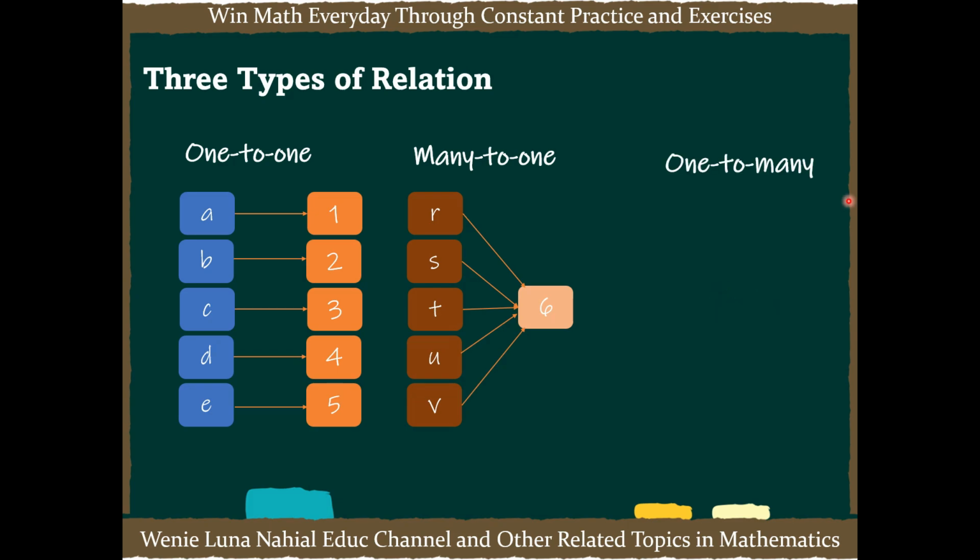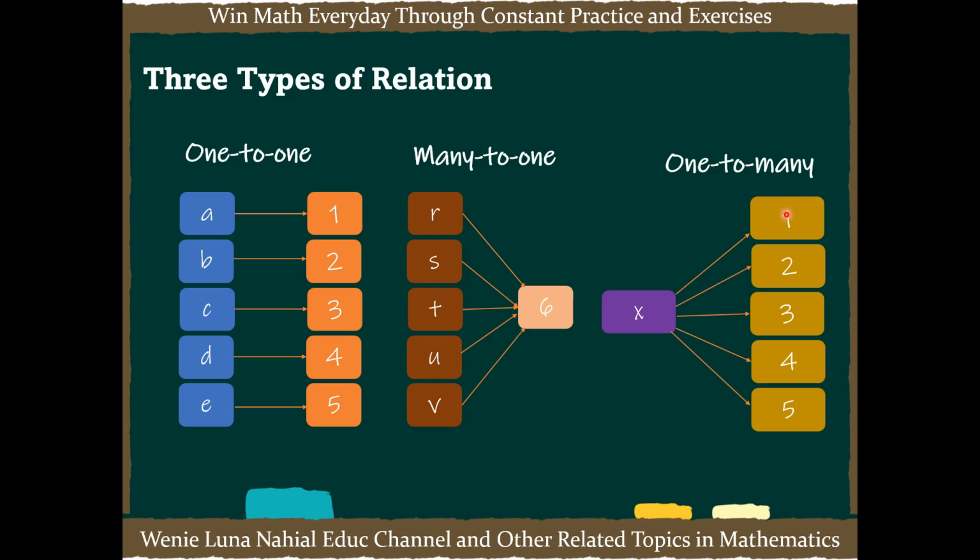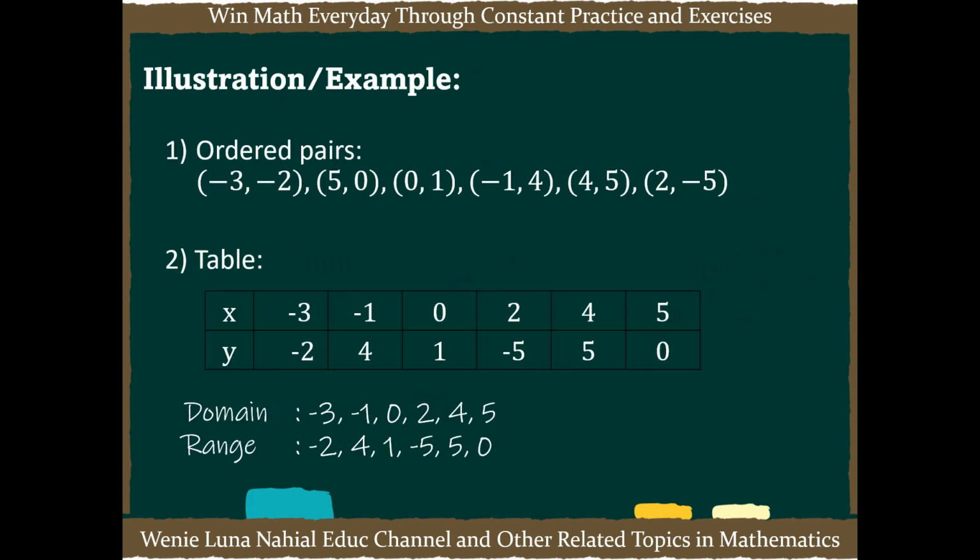Then the third one, we have one-to-many relation. A single element here is paired with multiple elements over here. So that makes it one-to-many relation. Now, the illustration is quite clear for one-to-one, many-to-one, and one-to-many relations.